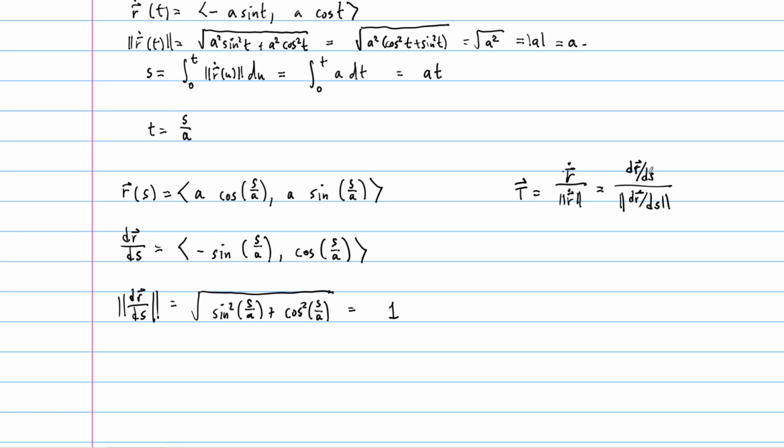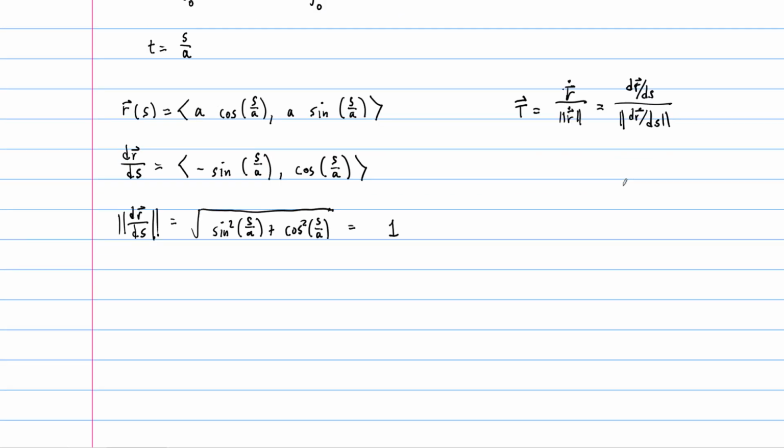So capital T is the derivative dr by ds. But that's not a big deal. So we've got the things that we need here, right? So now we're going to write down our function T, tangent vector field, as a function of arc length. Well, it's going to be exactly this, right? So based on this formula, it's going to be this vector function divided by 1. So this will be negative sine of s over a, and then cosine of s over a.